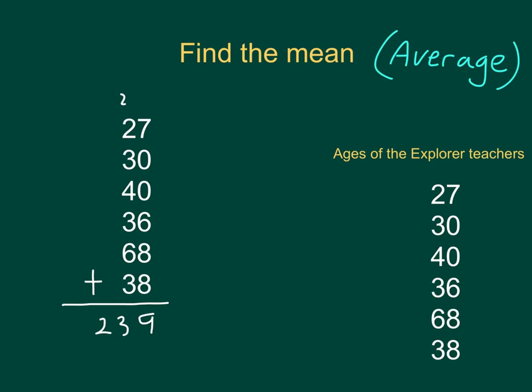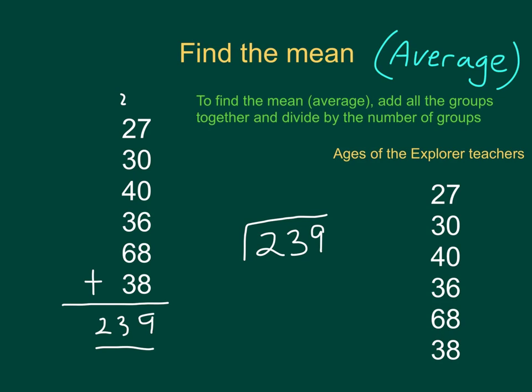So once I add them, you can see here I get 239. Then I'm going to take that number that I get when I add it, and divide by the number of groups because I want to average them out. So there's 1, 2, 3, 4, 5, 6 groups. So I'm going to divide 239 by 6.